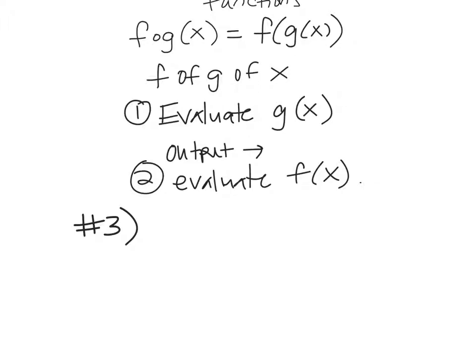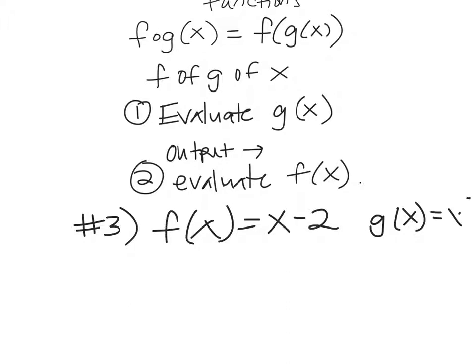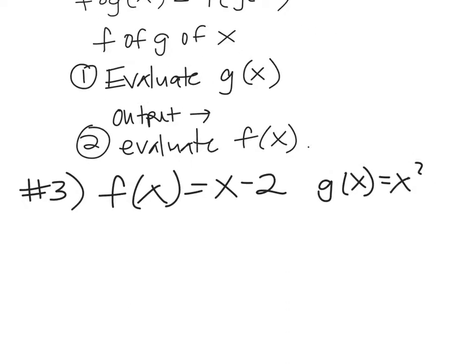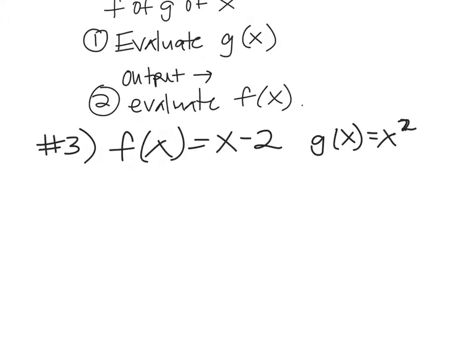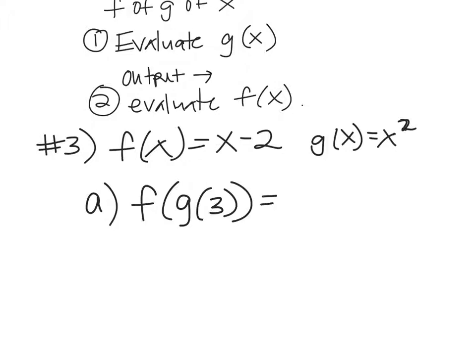All right, number 3. I'm going to give you two functions. f of x is x minus 2, and g of x is the function x squared. So two functions, f of x and g of x. We're going to do a few of these till you understand them. The first one we're going to do is find f of g of 3. Write that down.